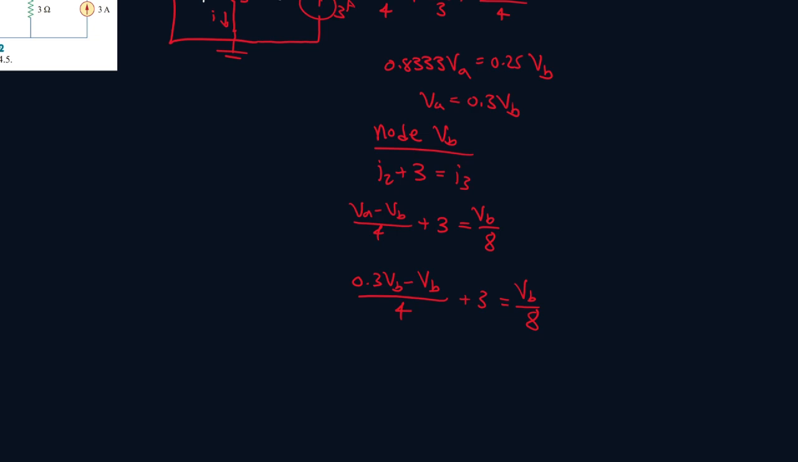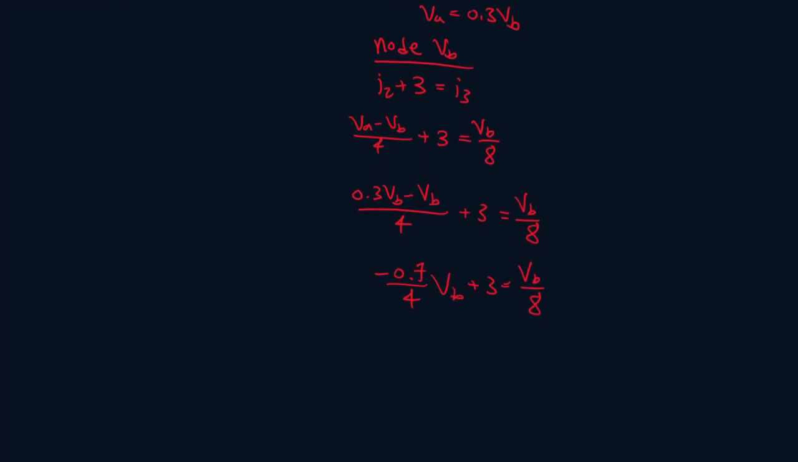Now let's take care of VB. Let's bring this to the other side. So it'll be 1 over 8 plus 0.7 over 4. So 3 equals 0.3 VB. VB will be equal to 10.